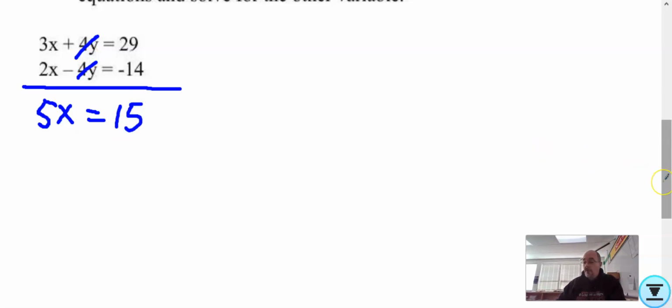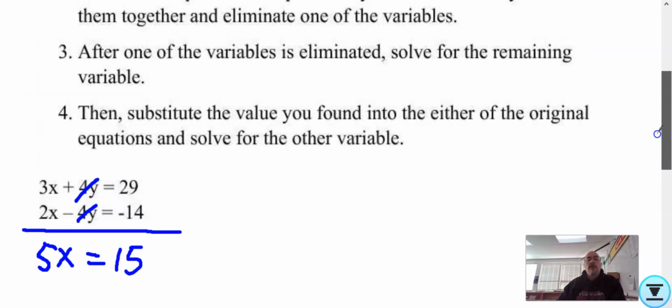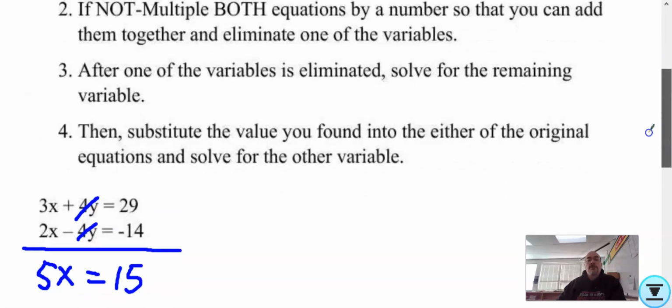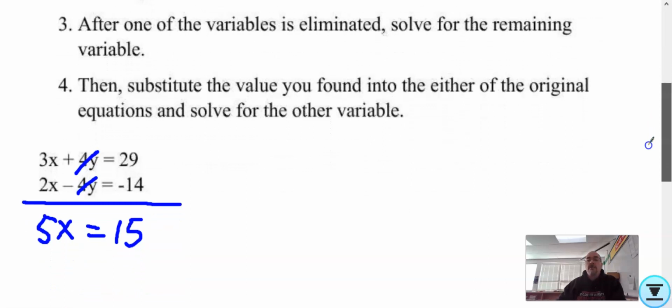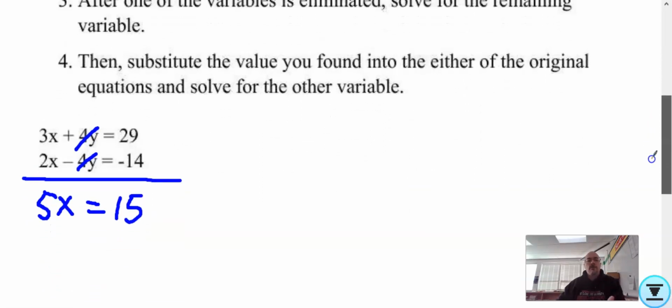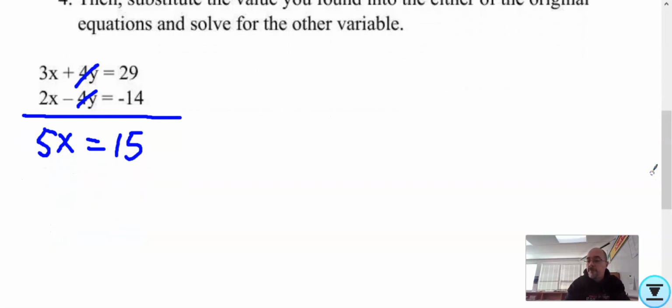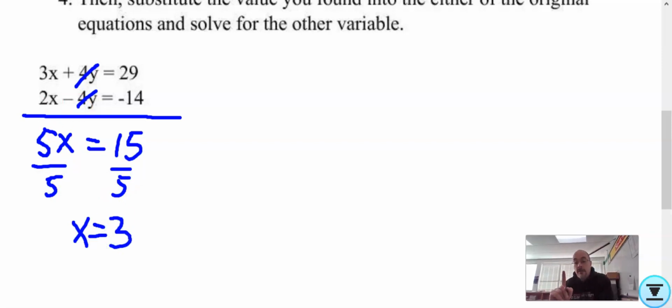The whole point of this is to eliminate a variable. So that means we're supposed to go to step 3. After one of the variables is eliminated, solve for the remaining variable. So we're just going to go ahead and solve for x. Divide by 5. Look how quick that was, ladies and gentlemen. There's one of our answers. Remember, we've got to find x and y. So I know the x value.